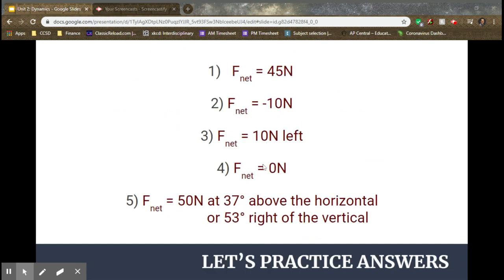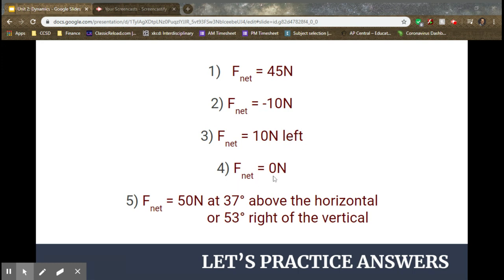So we don't include in our answer up, down, right, left. We just have positive or negative. 3, 4, we definitely had right, left. Okay. Number 3, your net force is 10 newtons to the left. Simply putting negative 10 newtons here wouldn't work because that could be either to the left or it could be down. You have to somehow indicate the horizontal direction. So if you wanted to say negative 10 in the horizontal direction, that could work. But just negative 10 by itself won't work in this situation. So it's easier to just say 10 newtons to the left.